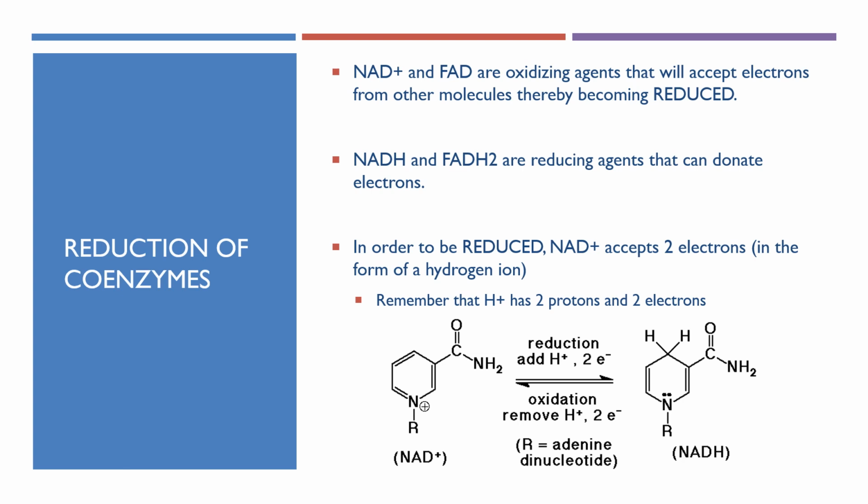So let's look at how it happens, how we reduce the NAD+ molecule, and this is basically the same for FAD. So in order to reduce the NAD+ molecule, it has to accept 2 electrons, and it is in the form of a hydrogen ion. Now I know in the discussion sheets, the way it was worded was a little weird, so hopefully this will fix it. So the only thing you have to remember is that a hydrogen ion has 2 protons and 2 electrons. And so when you add that hydrogen ion, you are effectively adding 2 protons and 2 electrons to an NAD+ molecule, therefore reducing the charge of the molecule to become NADH.